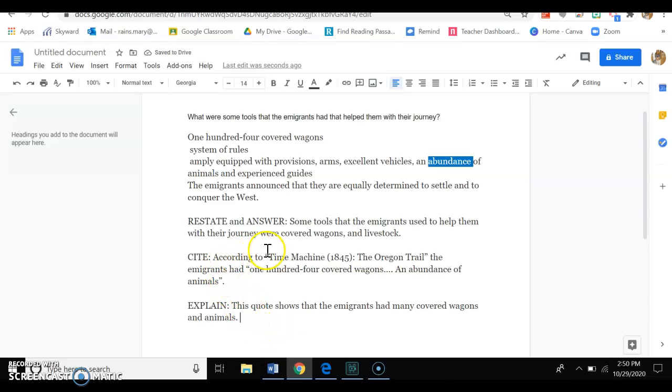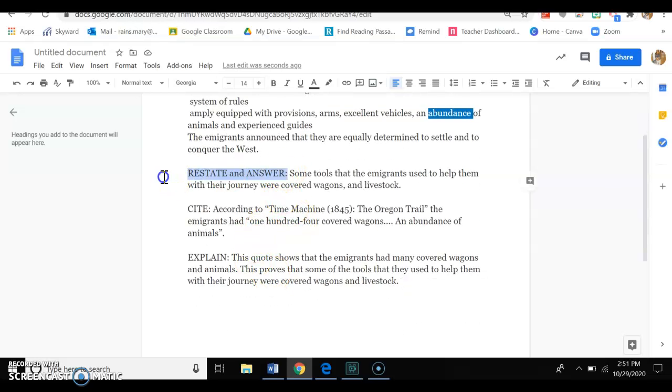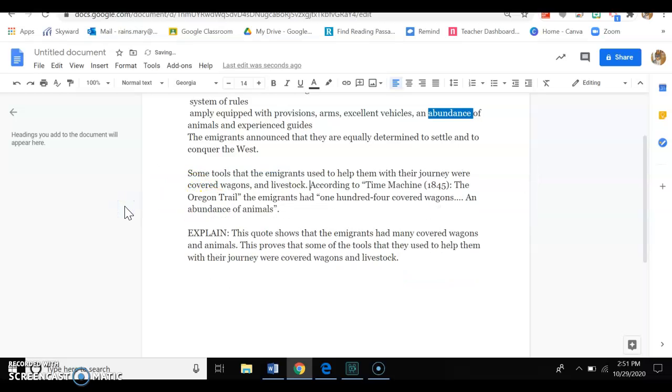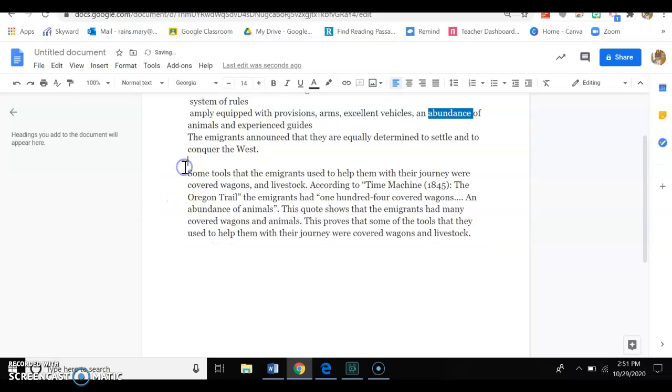And then, the second thing that you need to do, so this is sentence 1 and explain. You need to explain how this piece of information goes and supports your answer. So your answer was that some tools that immigrants used to help them with their journey were covered wagons and livestock. So down here you would say, this proves that some of the tools that they used, or immigrants used, to help them with their journey were covered wagons and livestock. Okay, and again, this would all be one paragraph actually. So I will take out this and combine them just like this. And that's how you write a RACE paragraph.